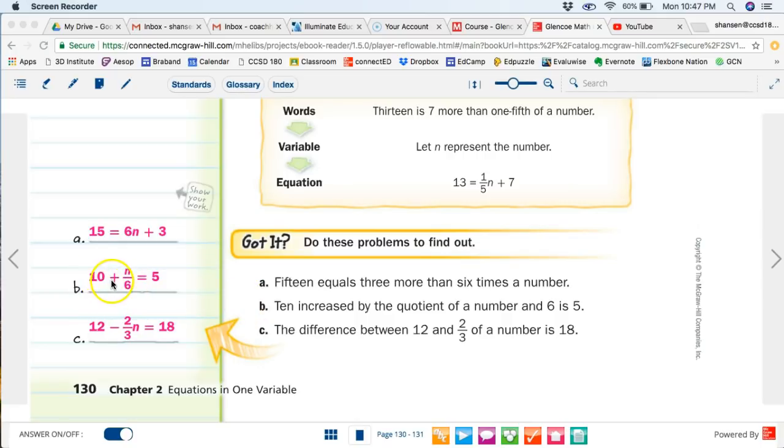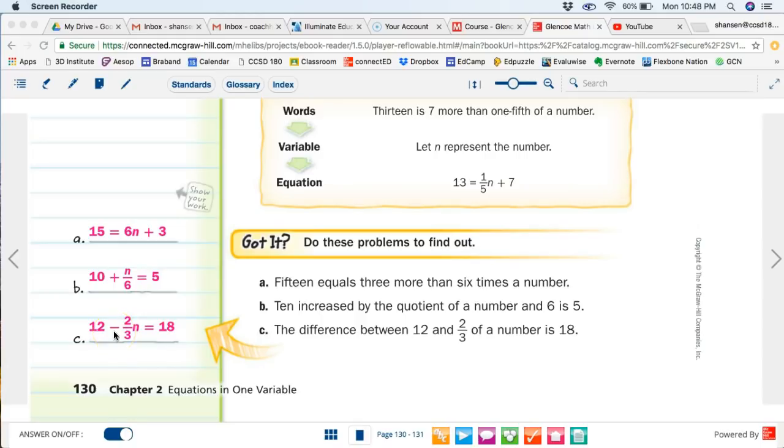10 increased by the quotient of a number and 6. So a quotient of a number and 6 looks like that. Number divided by 6 is 5. 10 increased by the quotient of a number and 6 is 5.